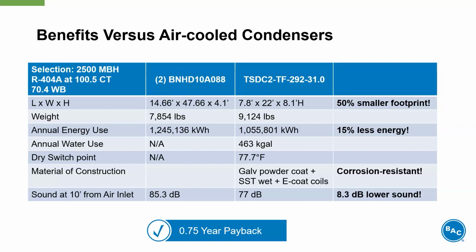Most adiabatic products, most manufacturers have premium materials of construction as standard, things like powder-coated panels, stainless steel coils, corrosion-resistant coated coils. So your adiabatic product is generally corrosion-resistant as a standard, whereas with an air-cooled condenser, those are all additional options that you would have to add on. And then, of course, your sound levels. In this particular case, up to 8 dB lower in sound levels.